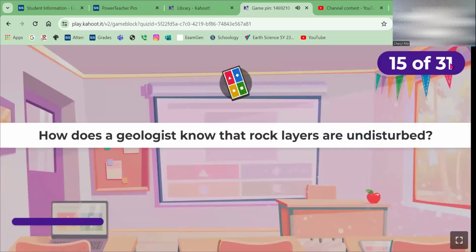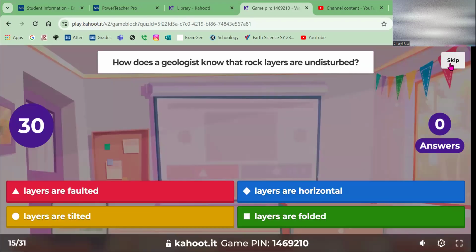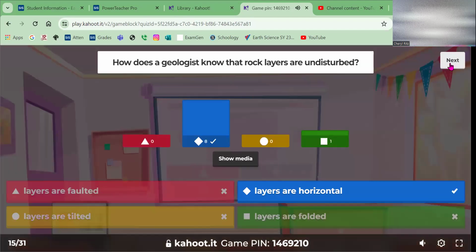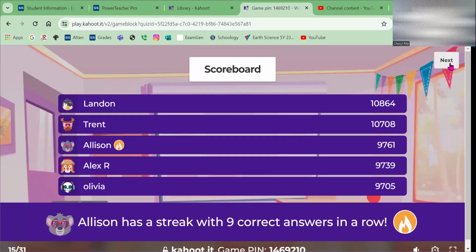Next. How does a geologist know that rock layers are undisturbed? What does undisturbed mean? Not touched, not messed with, not changed. Remember, the principle of original horizontality states that rock layers are originally deposited horizontally and are moved afterwards.